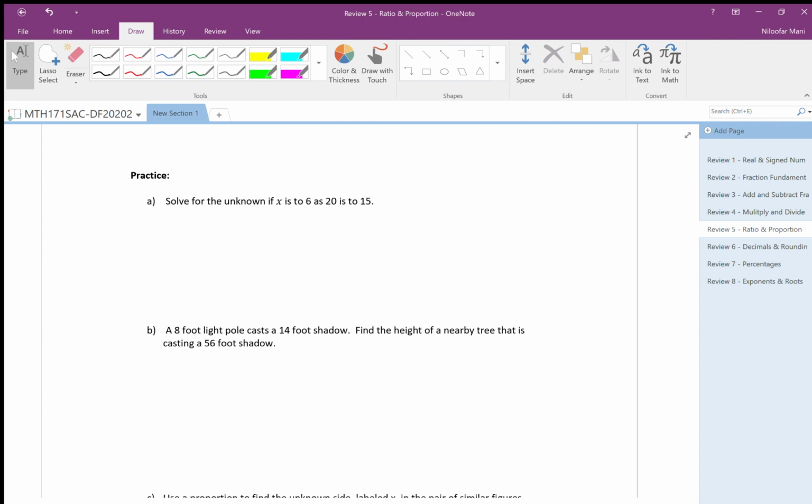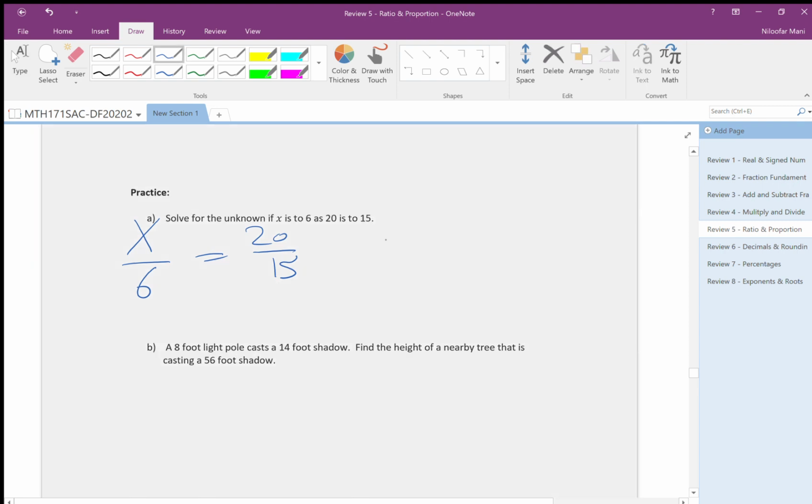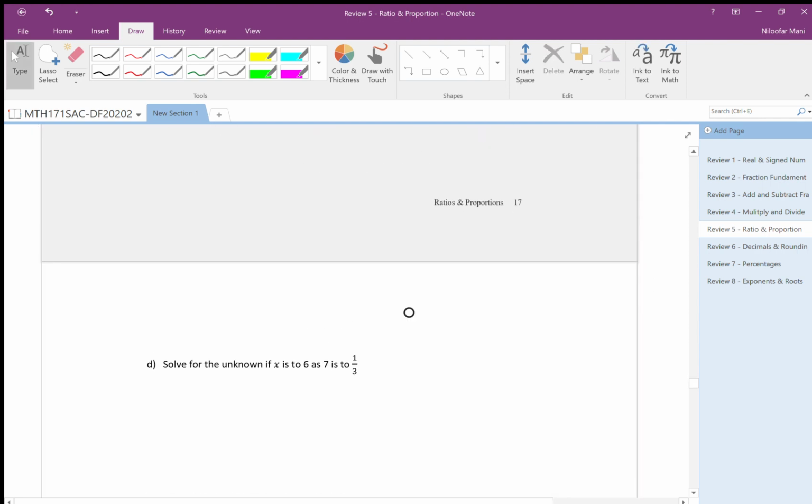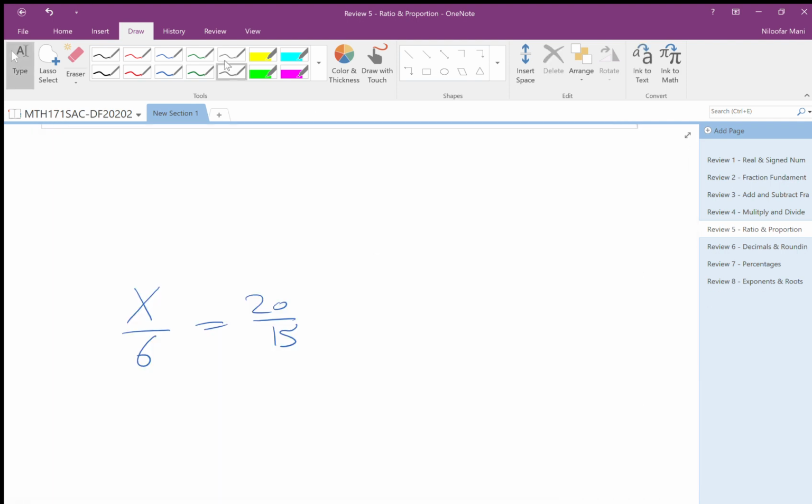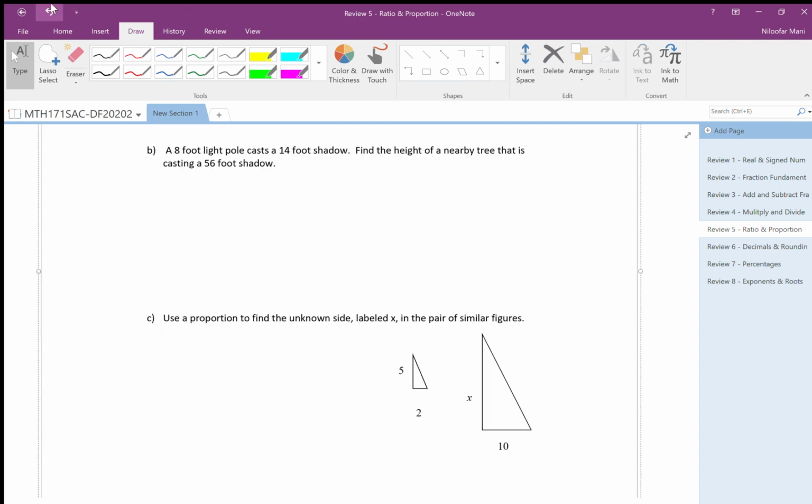Now practice. Practice questions are for a student, but I do them. Solve for the unknown here. If x over 20 equals 6 over 15, what is x? So cross multiplication. Oh, I'm sorry, again something happened and I don't know how to get out of this. I'll go back.